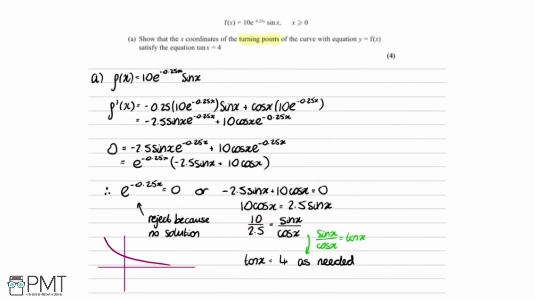As needed. Looking to see where we'll get the marks, we'll get 2 marks here for successfully differentiating using the product rule. We get another mark down here for both factorising out the e to the power of minus 0.25x and then realising that it doesn't have any solutions, so we need to reject it. And then we get the final mark here for this working, which leads down to tan x equals 4.